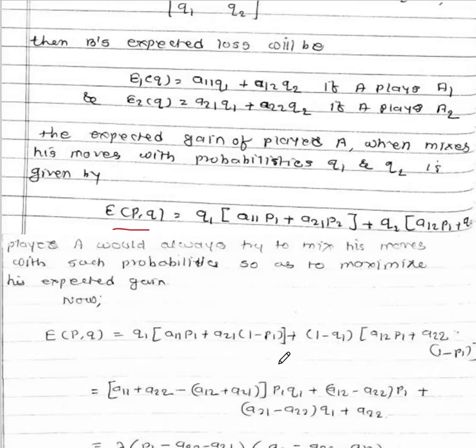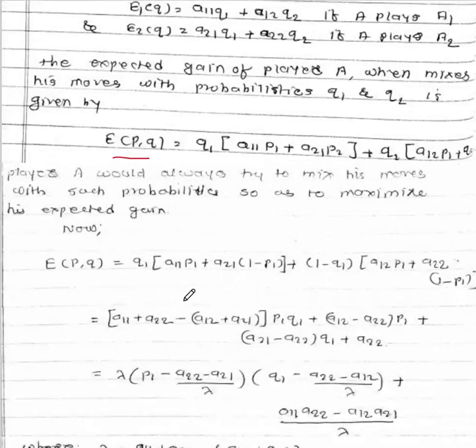Okay, P2 can be written as 1 minus P1 by using the conditions, plus A minus Q1 in bracket, this is Q2, A12 P1 plus A22 1 minus P1, this is P2. P2 we can write 1 minus P1. Okay, so if you multiply and take the common term, you will get A11 plus A22 minus A12 plus A21 P1 Q1. So take P1 Q1 as the common term.